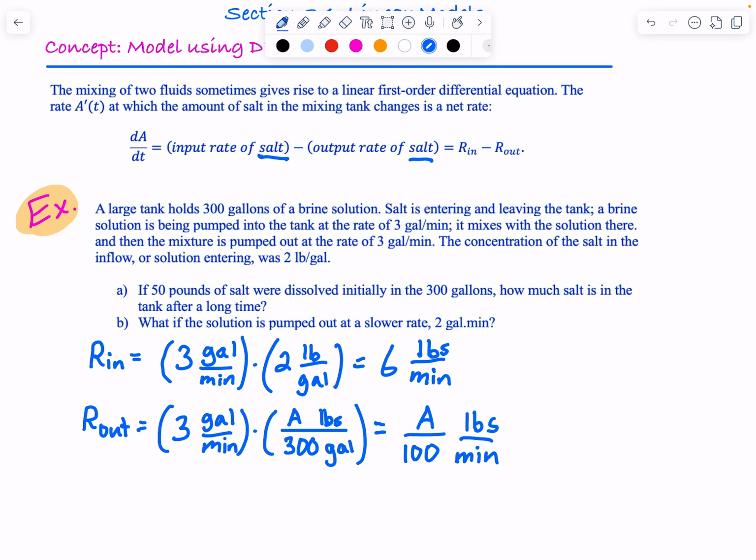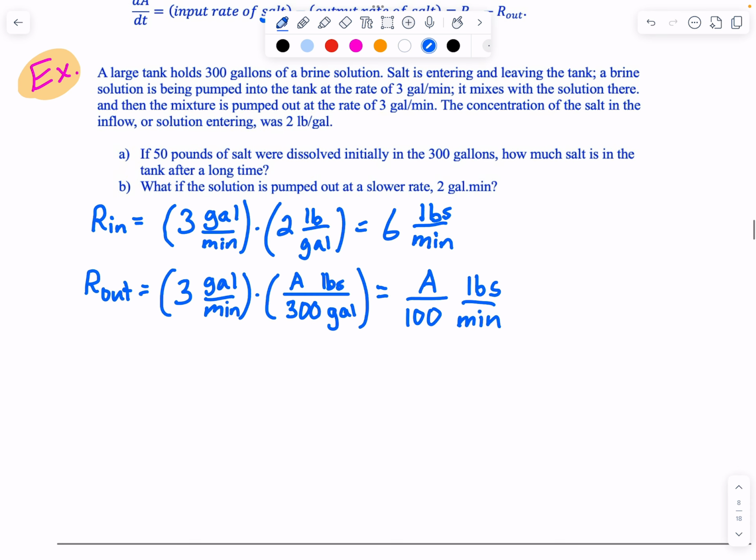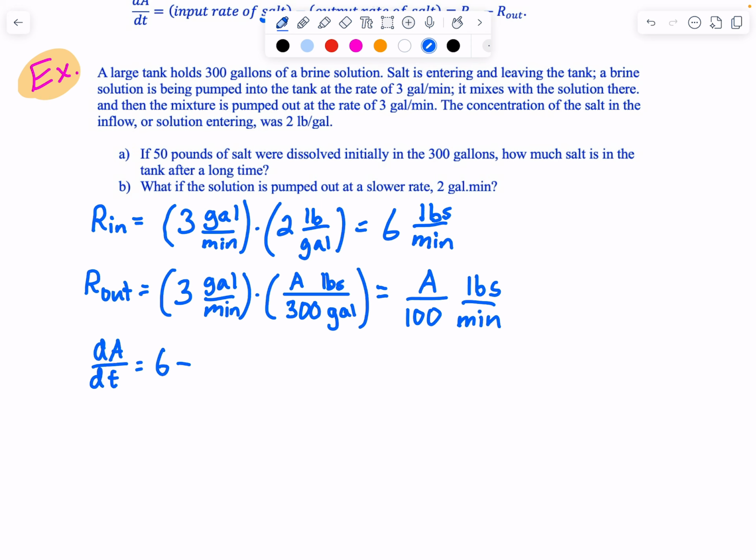So we have an inflow and an outflow. I think the book just says A over 100. That's what that is. The reason being is because we have 300 gallons in the tank. A is the amount of salt. So if I just divide them, that tells me how much is coming out, right? That's how much salt is actually in the container there. So now we create dA/dt by just taking 6 and we minus A over 100, right?